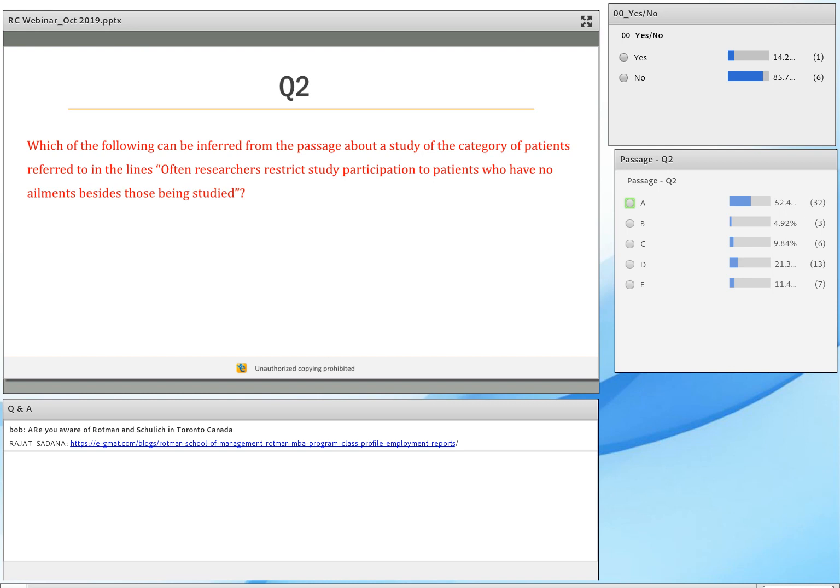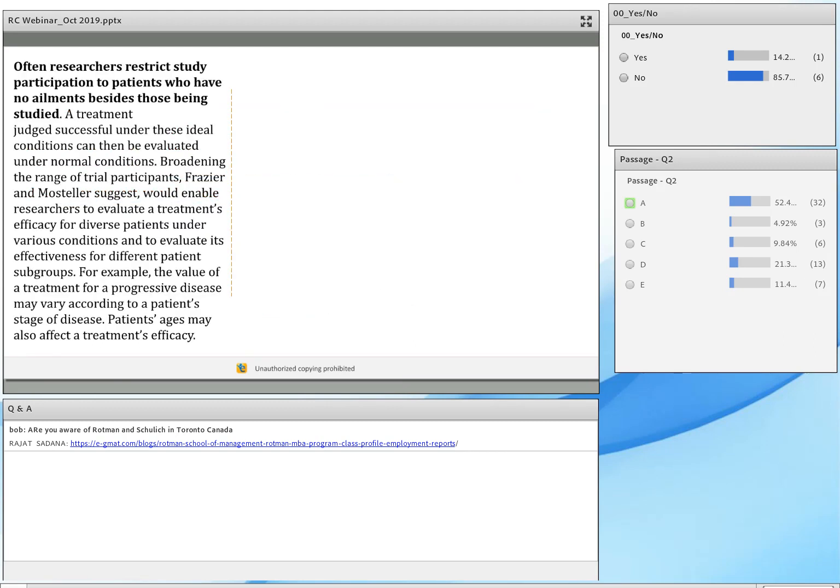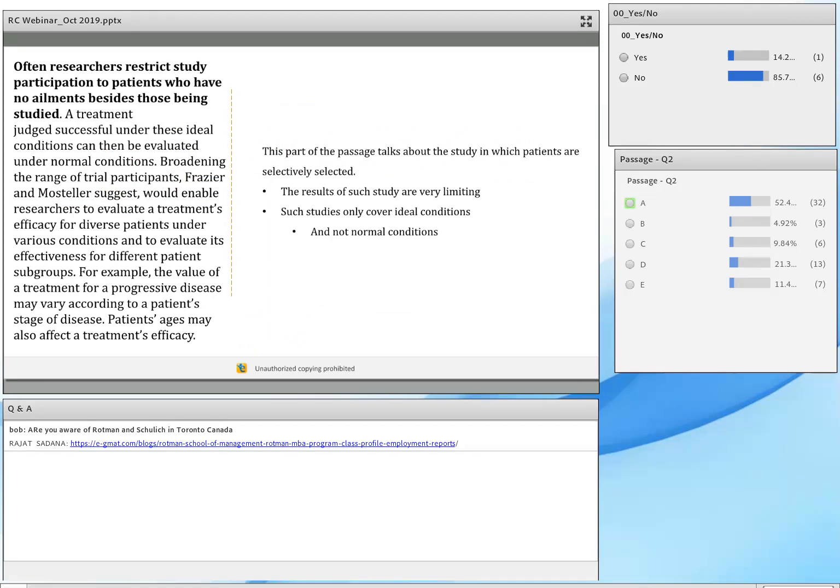Which of the following can be inferred from the passage about a study of the category of patients referred to in the lines, often researchers restrict study participation to patients who have no ailments. So now this part is talking about the studies in which only patients are selected who have no other ailments, right? So what can be inferred about that? So now you have to go back to your understanding of this part. Essentially, when we understood this part, what we understood was that results of such study are very limiting. Why? Because they're only taking care of the ideal conditions, right? And not the normal conditions. So that is something which we were able to infer when we read the passage.